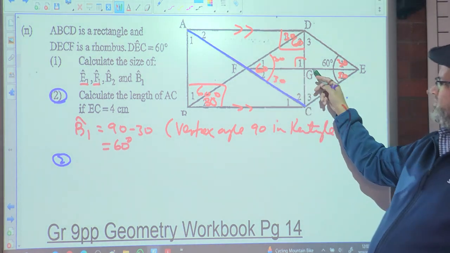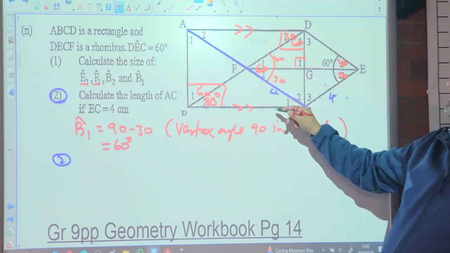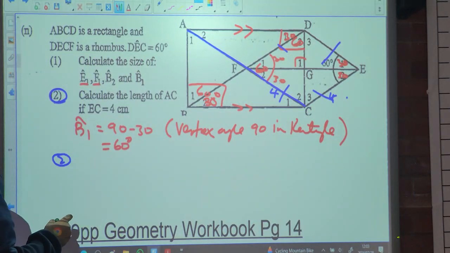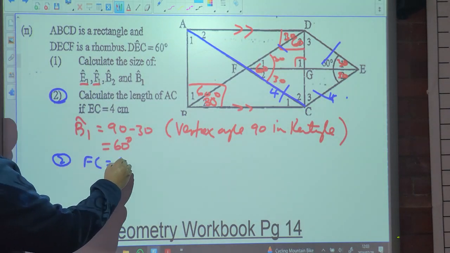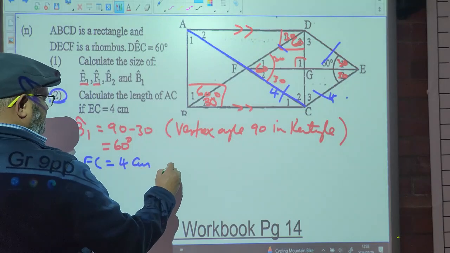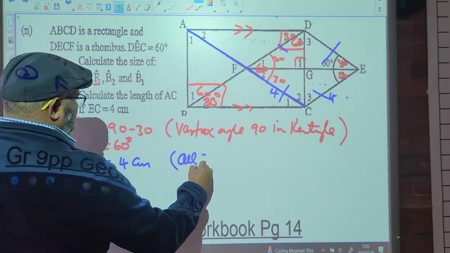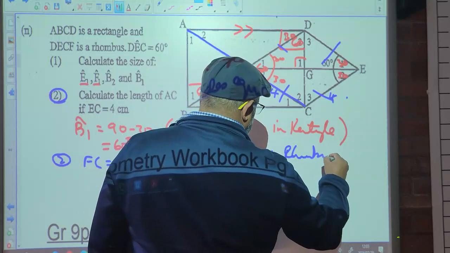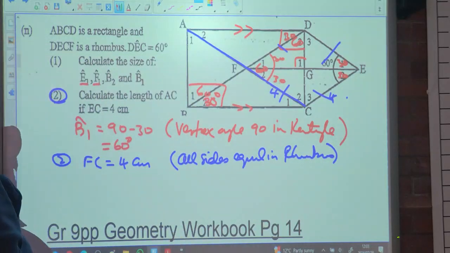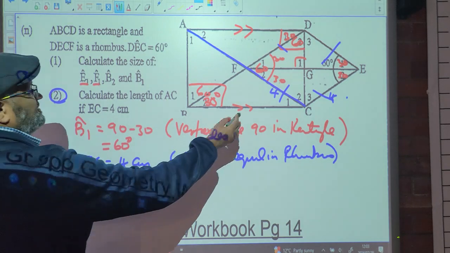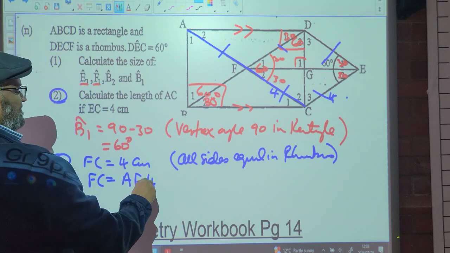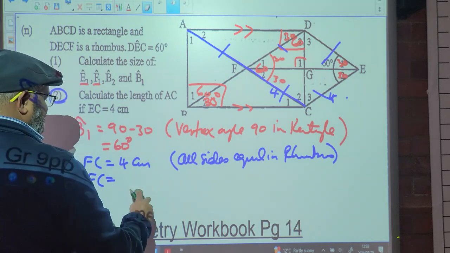How do you know FC? It's the same. Nice. Why is it the same? All sides are equal in a rhombus. So FC is equal to 4 centimeters. Okay. Then what? FC is equal to AF, which is equal to 4. Why is that the case?